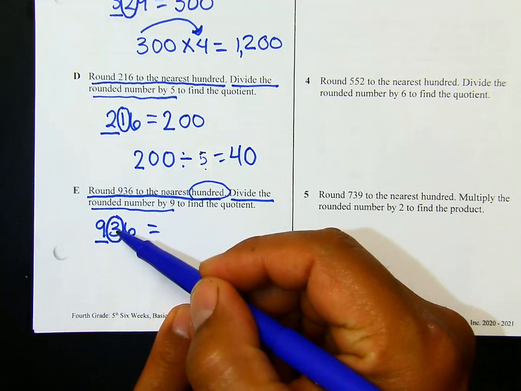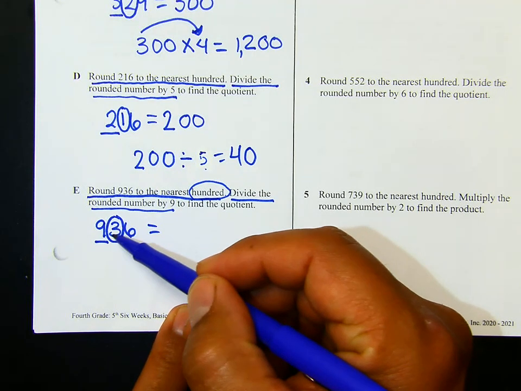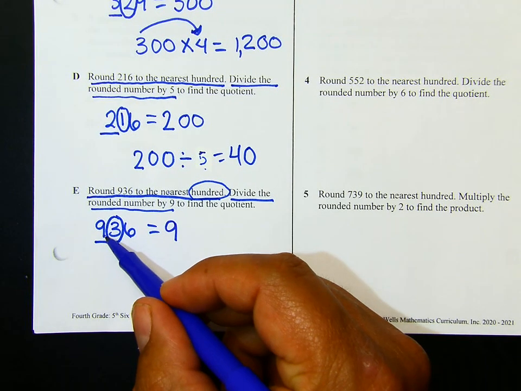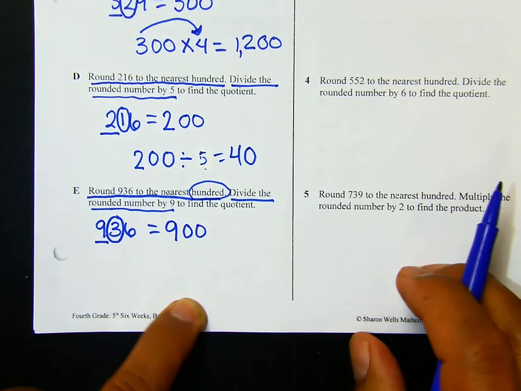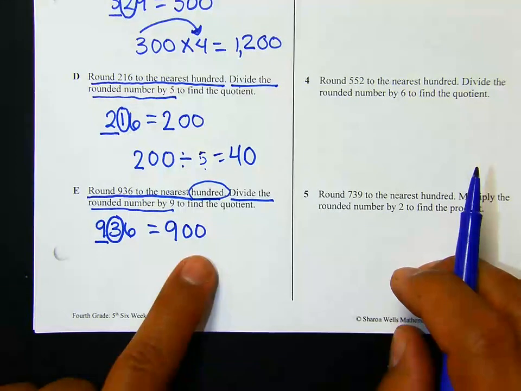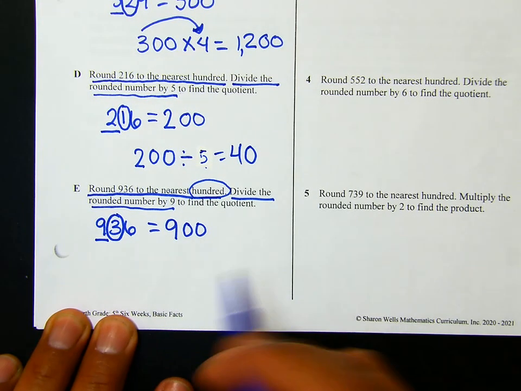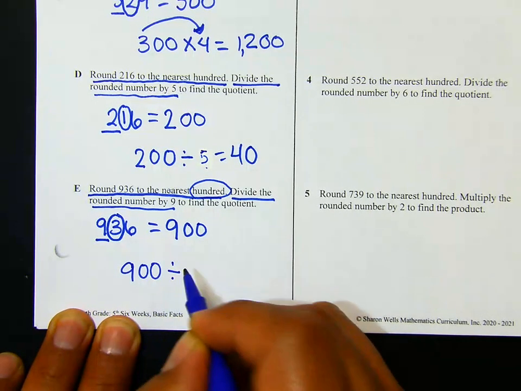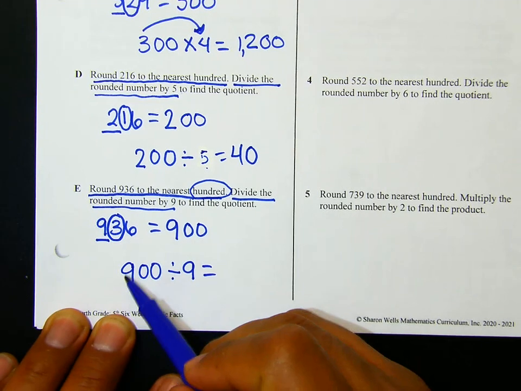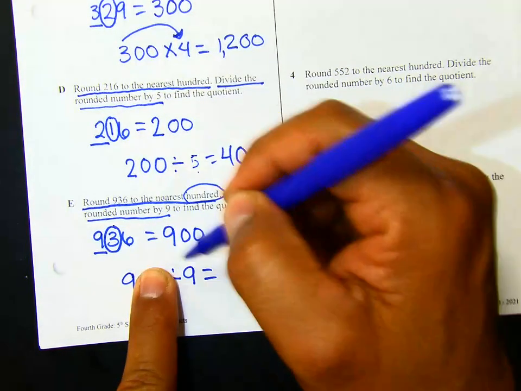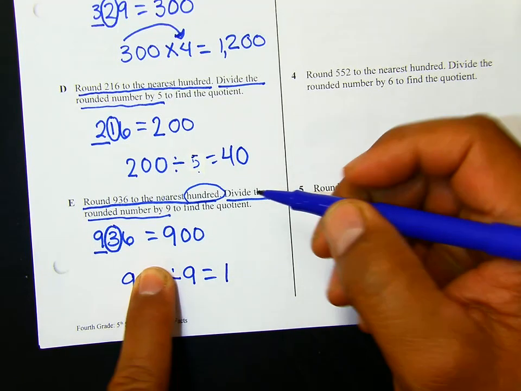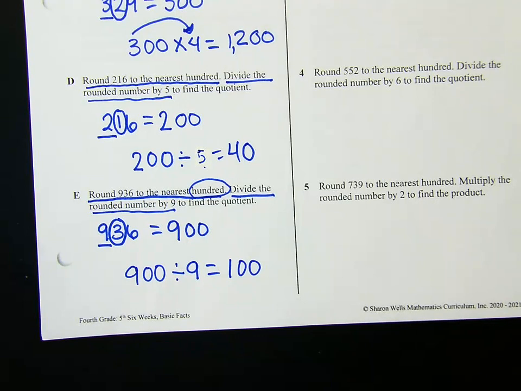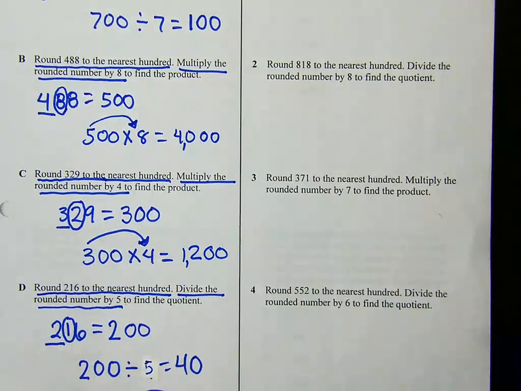So if this number is less than 5, 3 is less than 5, that means the hundreds place is going to stay the same. And the numbers after the number being rounded will become 0. So 936 rounds down to 900. So now we have to divide by 9. We have 900 divided by 9. So you can cover these two zeros. How many groups of 9 can I make from 9? I can make 1 group. And then bring these two zeros over. And that becomes 100. Now you try 1 through 5 on your own.